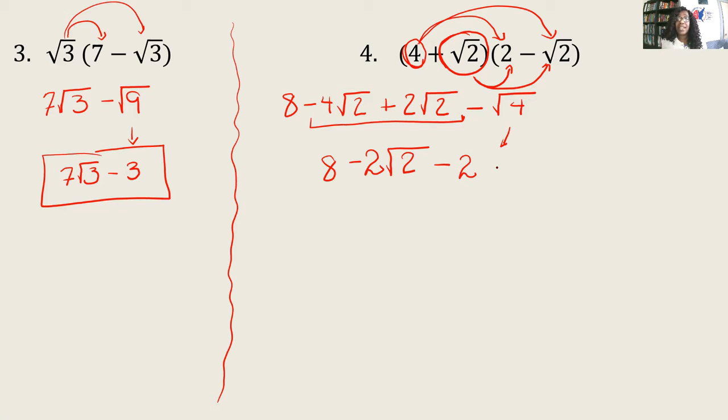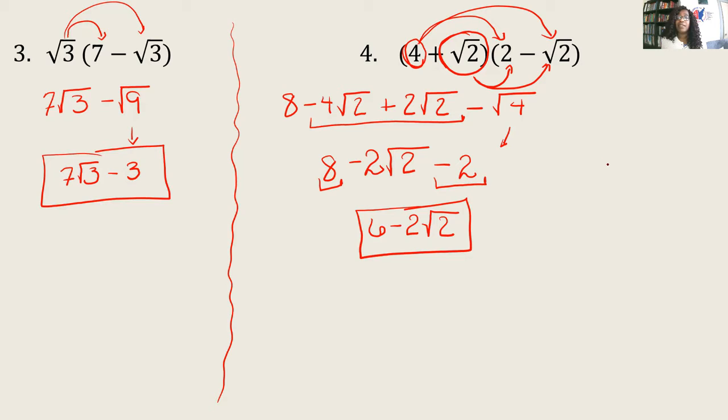So now, is there anything else we can combine? Yes, we can combine the 8 and this negative 2. The sign is always to the left, okay? So it's not a negative 8, it's a positive 8 because I don't see a minus sign in front of the 8. So 8 minus 2, that gives me 6. Then I'm going to bring down my minus 2 square root of 2. Boom. That's my answer because I don't have any other like terms to combine. So that was FOIL. Now I'm going to give you the box method.